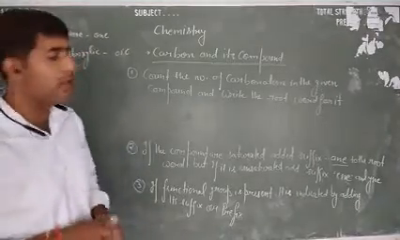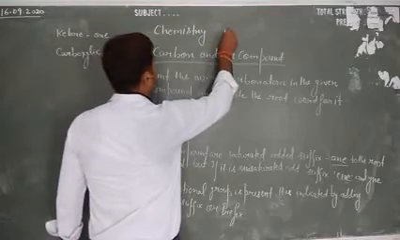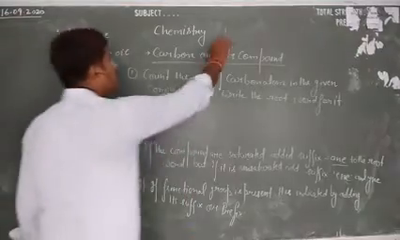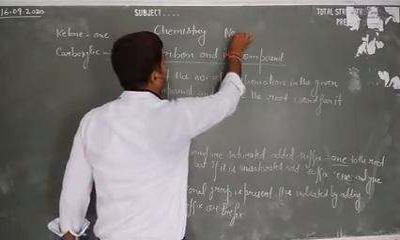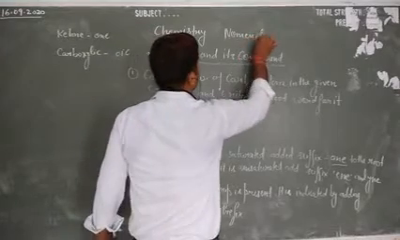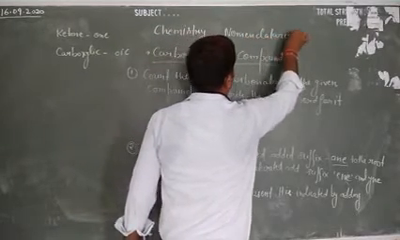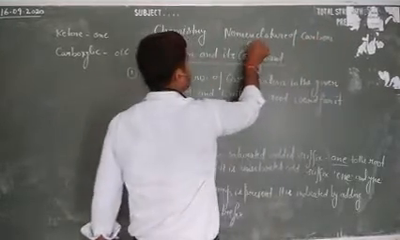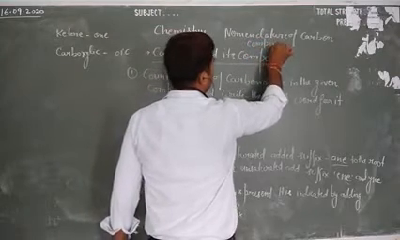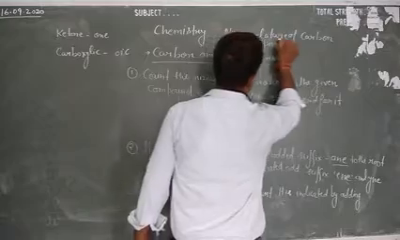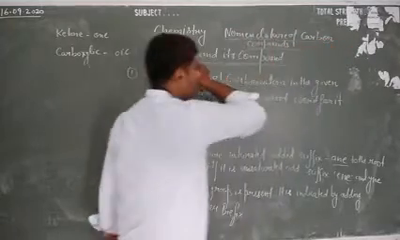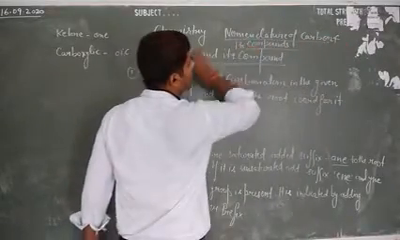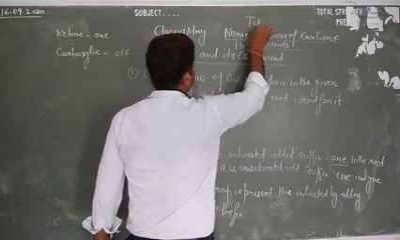So, what is your topic, beta? Today's topic is the nomenclature. What is your topic, beta? Nomenclature of carbon compounds. So, in today's class, we discuss the nomenclature of carbon compounds, carbon and its compounds. Okay, my dear students.